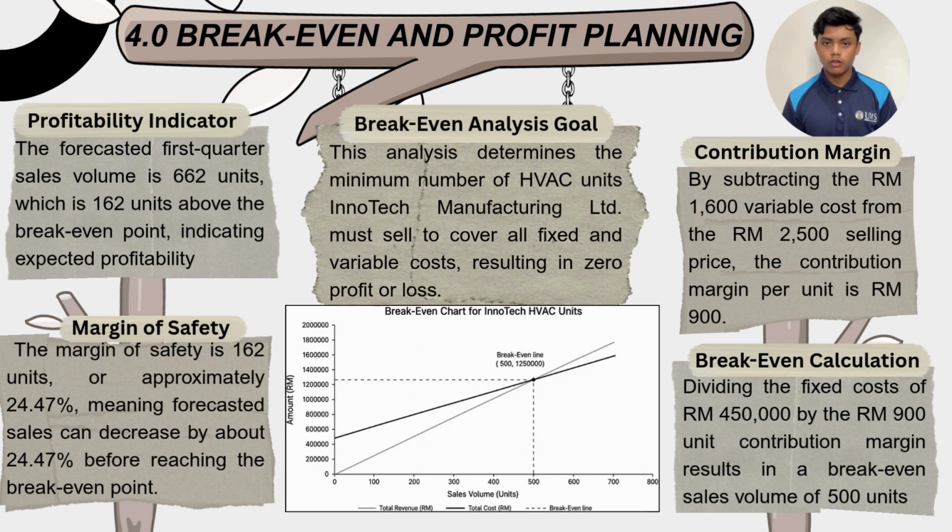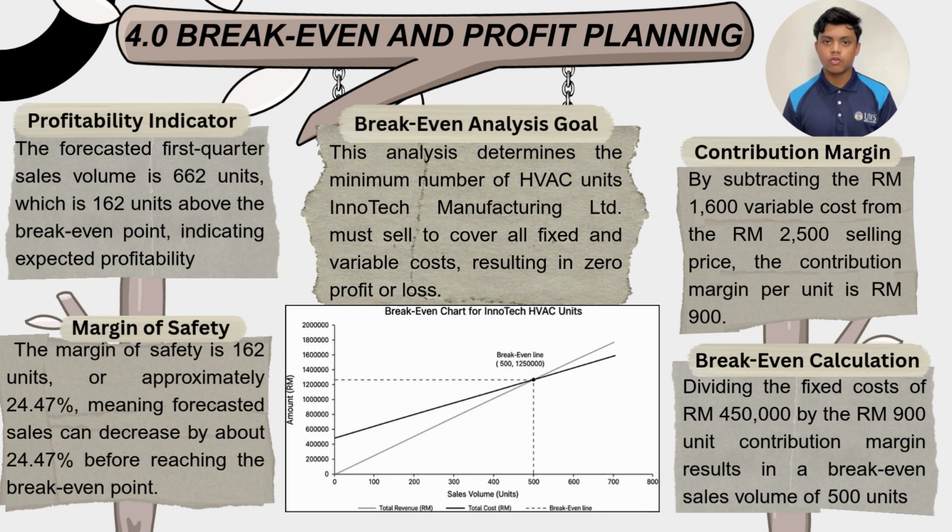In short, Innotech must sell 500 HVAC units to break even. The excellent news for our expansion plan is that based on the first quarter operation budget, the forecasted sales volume is 662 units. This is above the break-even point by 162 units, which shows that the expansion plan is expected to be profitable during the first quarter.